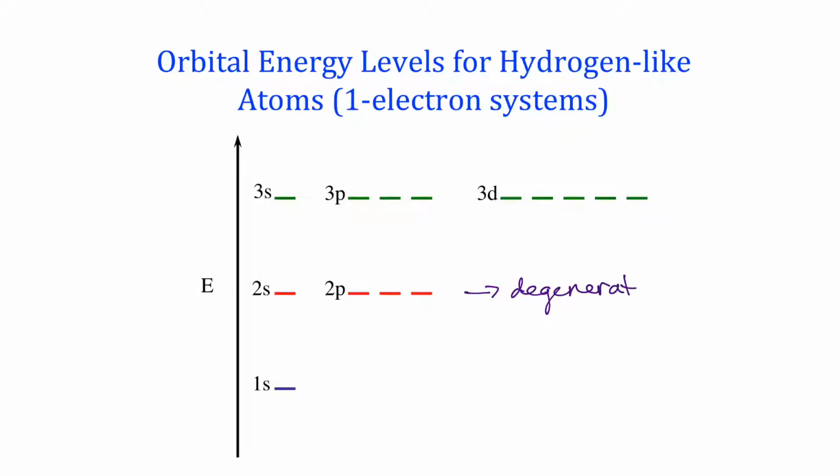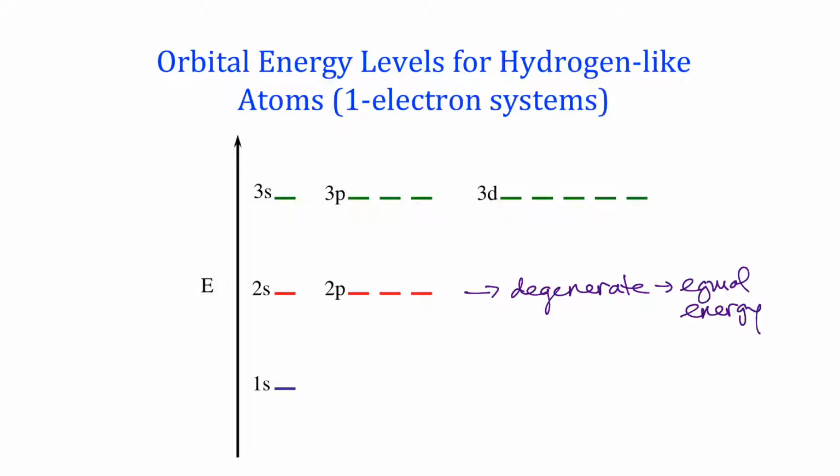Degenerate means equal energy or same energy. If we go up to our n = 3, all of the subshells corresponding to n = 3 we see are on the same level. So these are all degenerate orbitals. They all have the same energy. And again, this is a hallmark of our one electron systems.